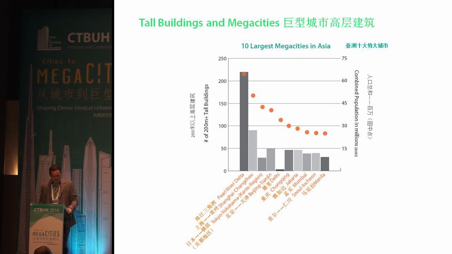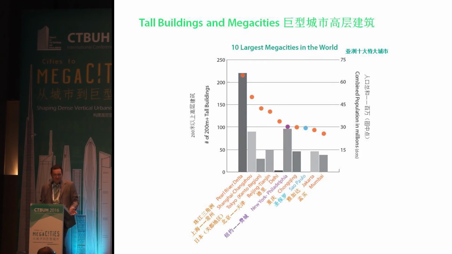So this is, again, a sort of illustration of where it's not exactly a negative correlation, but it's not a terribly strong correlation either between the size of the megacity, the combined population of that megacity, and the number of tall buildings contained within it. You would expect everything to kind of just follow the curve, like the Pearl River Delta, okay, biggest, has the most tall buildings, but after that it kind of breaks down. And the same is kind of true on the global picture. New York, Philadelphia being somewhat of an outlier.